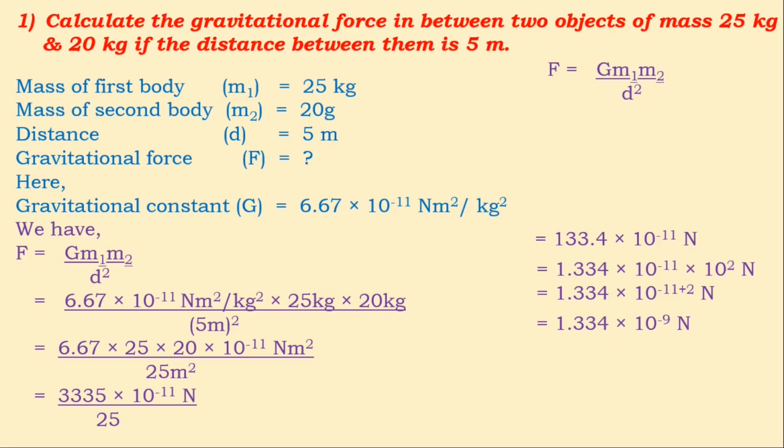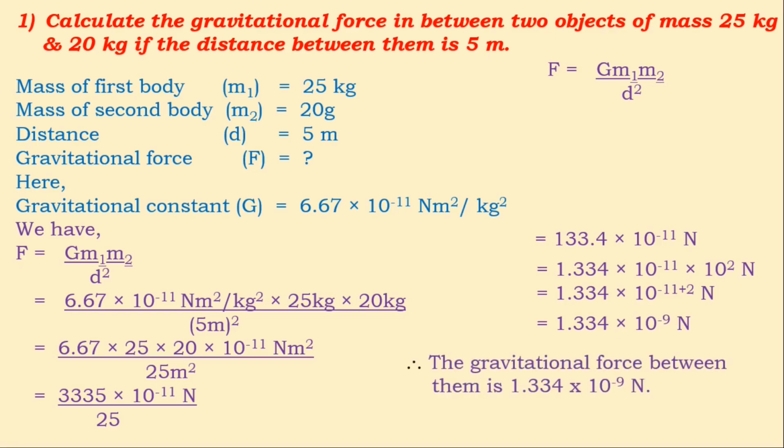We got the final answer, and we have to write one sentence for this answer. We can write it this way: therefore the gravitational force between them is 1.334 into 10 to the power minus 9 Newton. It will be better to write one sentence at the end. Okay, this numerical is finished. Now let's go to another numerical.